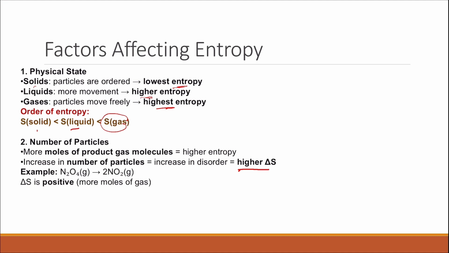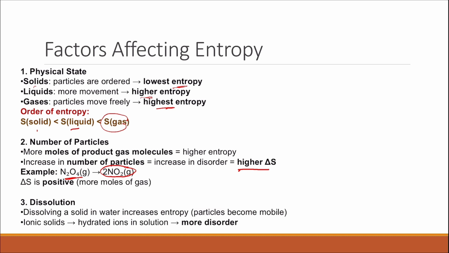For example, if you have N2O4 as gas, that gives you two NO2 gas. You have two moles of the gas as a product with 1 mole of the gas as a reactant. Then the delta S here is going to be a positive value. There are more moles or more particles, so there will be more disorder and more stability.